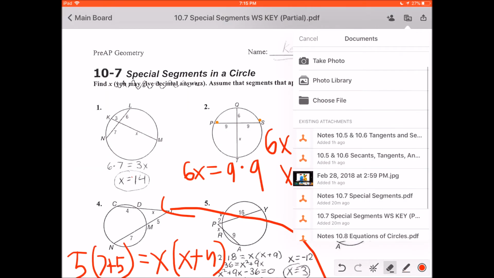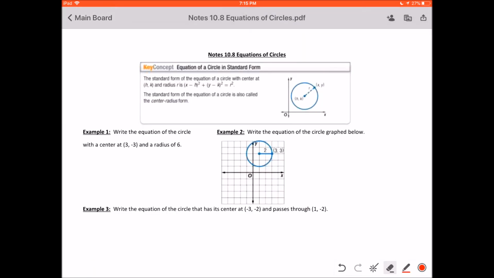Let me go to 10.8. Notes over equations of circles. So this is an equation for a circle. It is one of the first conics that you learn. You don't need to know what conics are yet, but that's just a little thing.